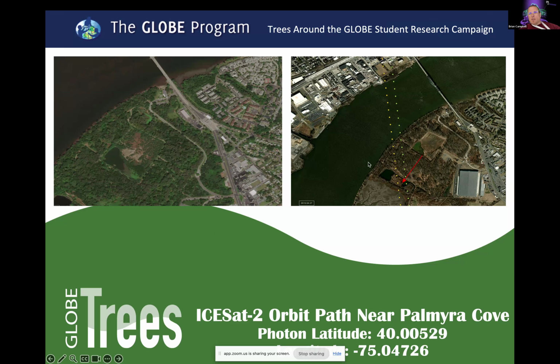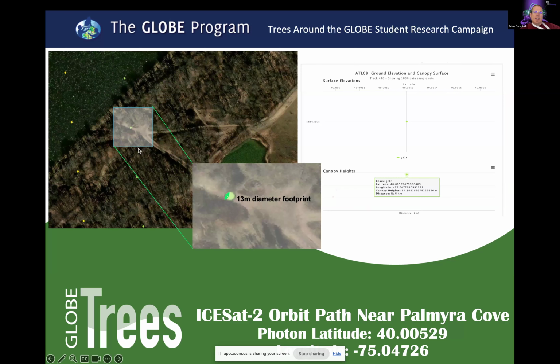And on the right side, these are the photons that ICESat-2 dropped on this location when it flew over. These are all individual photons. I'm pointing to one there because there's one here that we were focusing on when we were at Palmyra Cove.